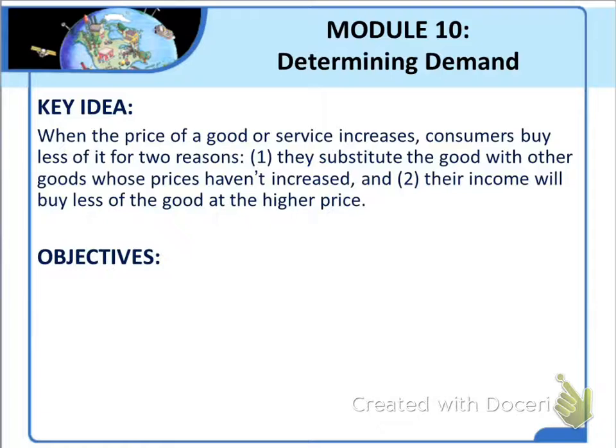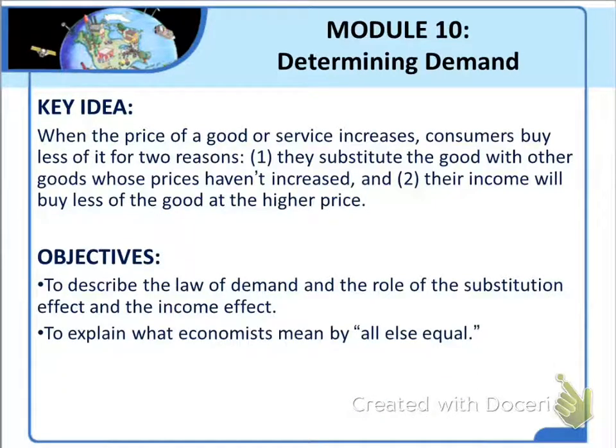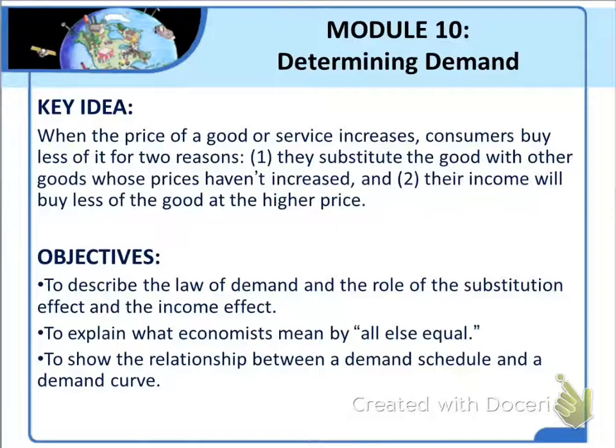And so the objectives that we'll accomplish in this module are the following. First, I will describe and define the law of demand and the role of both the substitution effect and the income effect that were described in the key idea. Second, I will explain what economists mean by the phrase, all else equal. And finally, I'll show the relationship between what we call a demand schedule and what we call a demand curve.